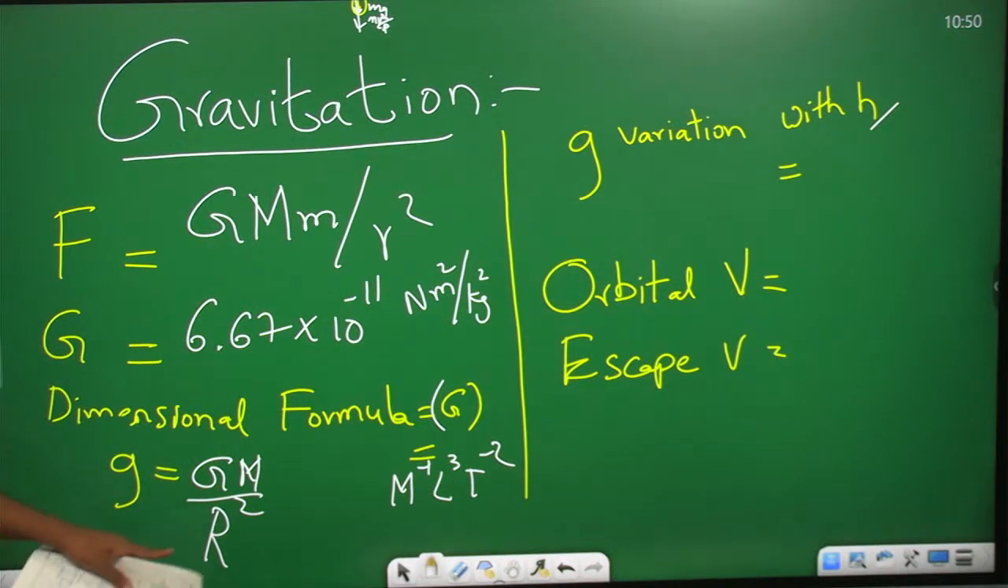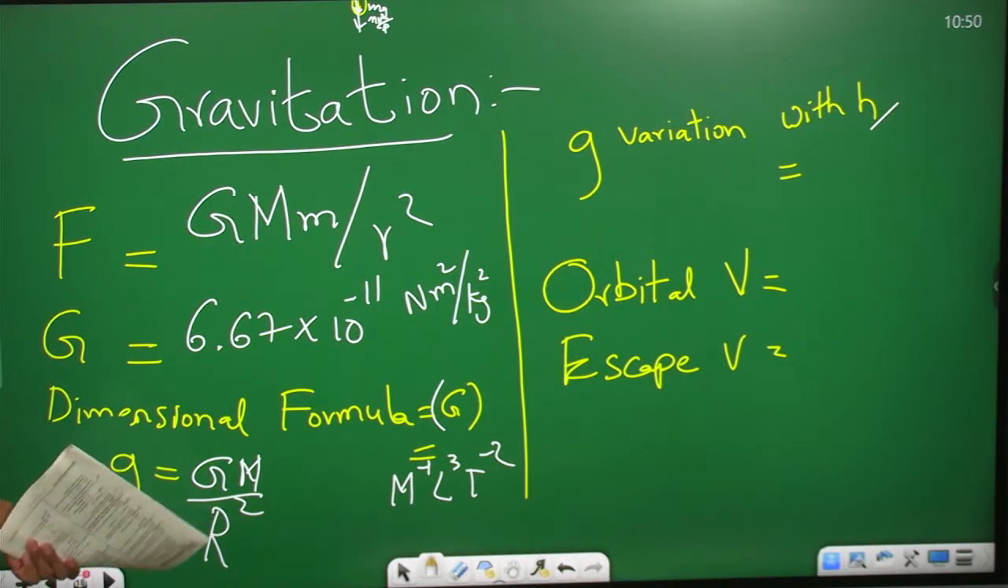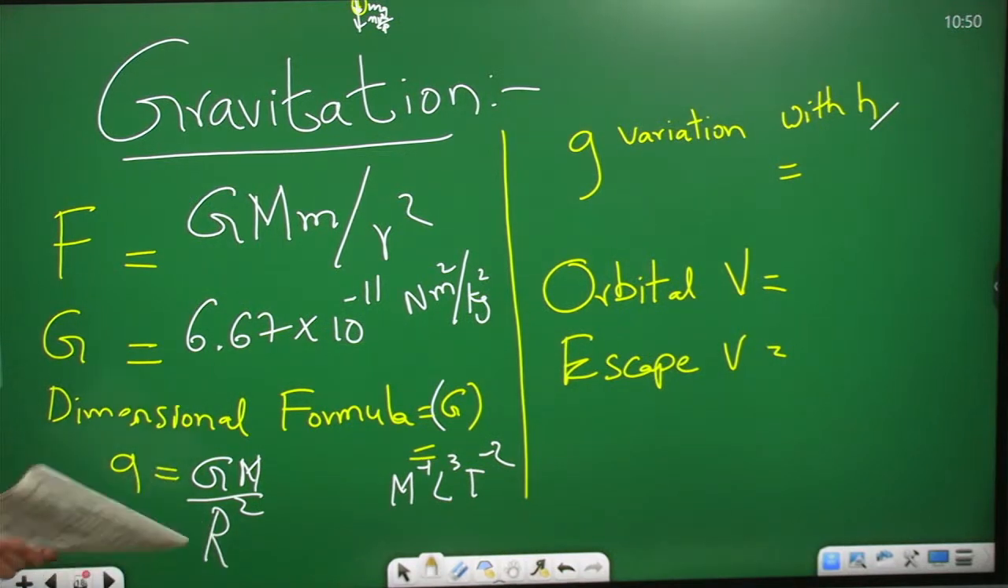See, h is nothing but r. So it is inversely proportional, right? So obviously it decreases. So g is inversely proportional to r. From this formula you can try to relate it. So Mr. Srihari, okay.